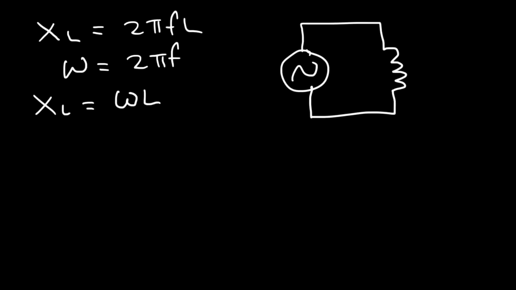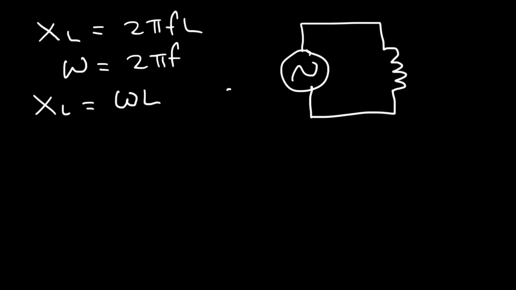Now granted, no inductor is perfect. There's going to be some resistance in the coils of the inductor, and that resistance will dissipate energy as heat. But assuming the inductor has no resistance, then it dissipates no energy. It simply stores it temporarily.